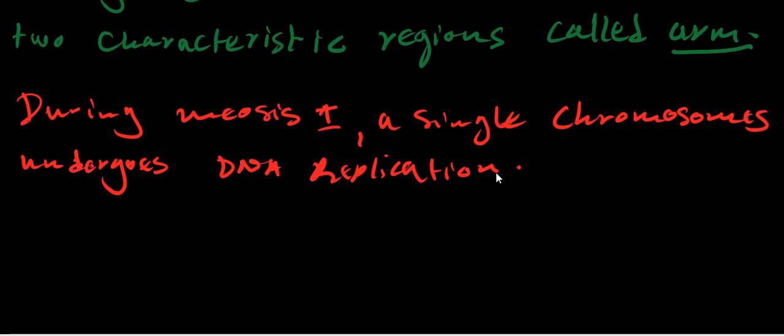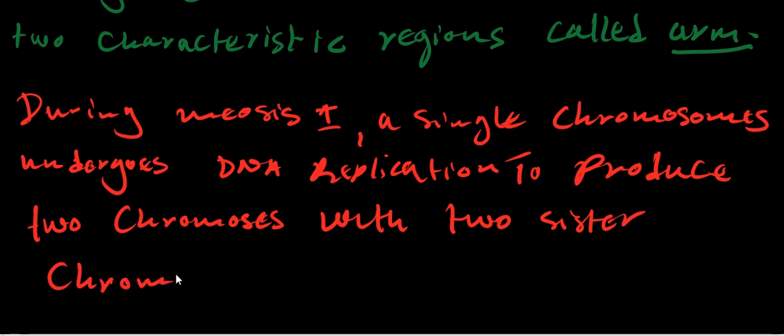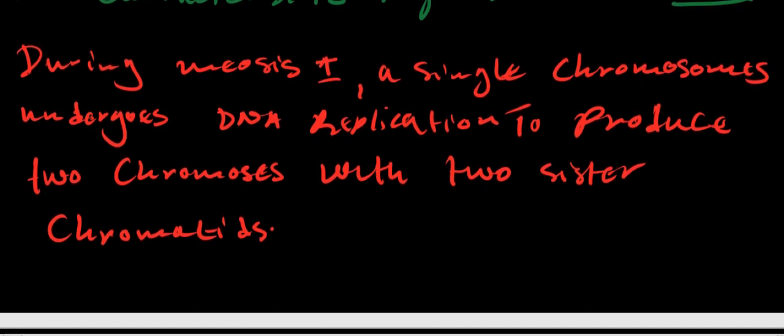So when this happens, it is going to form two chromatids, which consist of two sister chromatids. A single chromosome undergoes DNA replication to produce, because it's a replication, two chromosomes. And what do these chromosomes have? They have what we are calling the two sister chromatids. All this happens in meiosis 1. It is in meiosis 1 where we have to expect such.